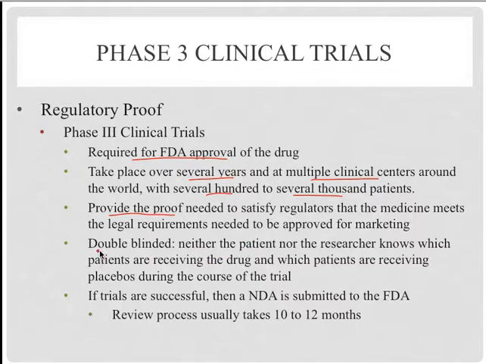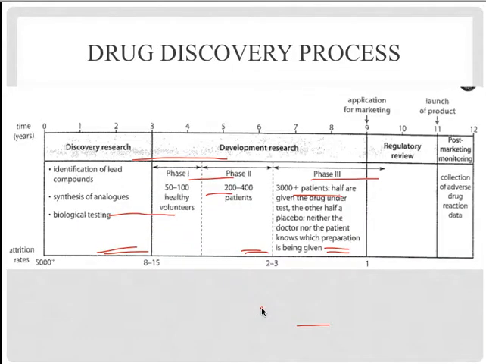There is a double-blind study. Neither the patient nor the researcher knows which patients are receiving the drug and which patients are receiving placebos during the course of this trial. It is important that neither the patient nor the researcher knows, because there can be bias on either end. That's why it's called double-blind. If these phase 3 trials are successful, then an NDA is submitted to the FDA, and this review usually takes 10 to 12 months. And that's this part right in here. This regulatory review is usually like 12 months.